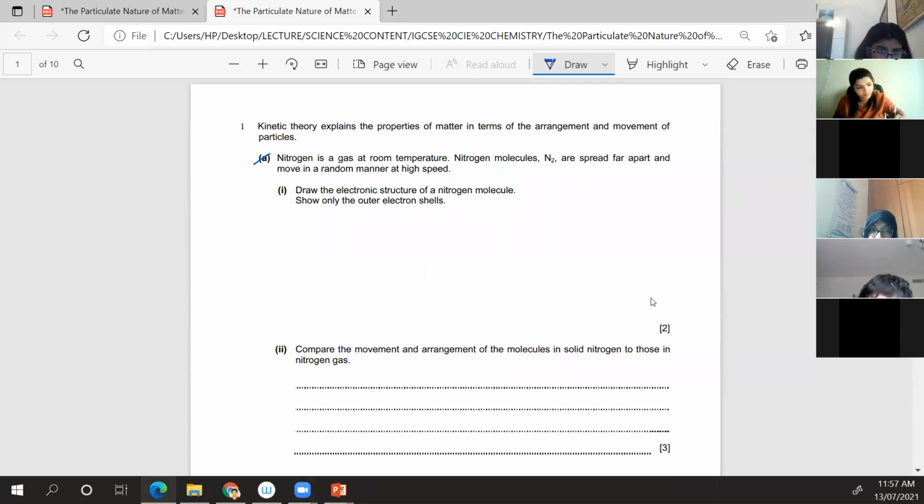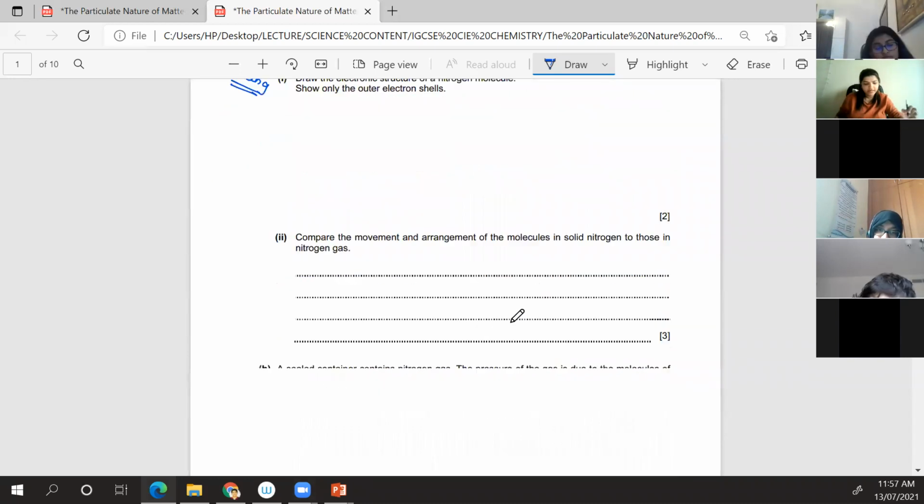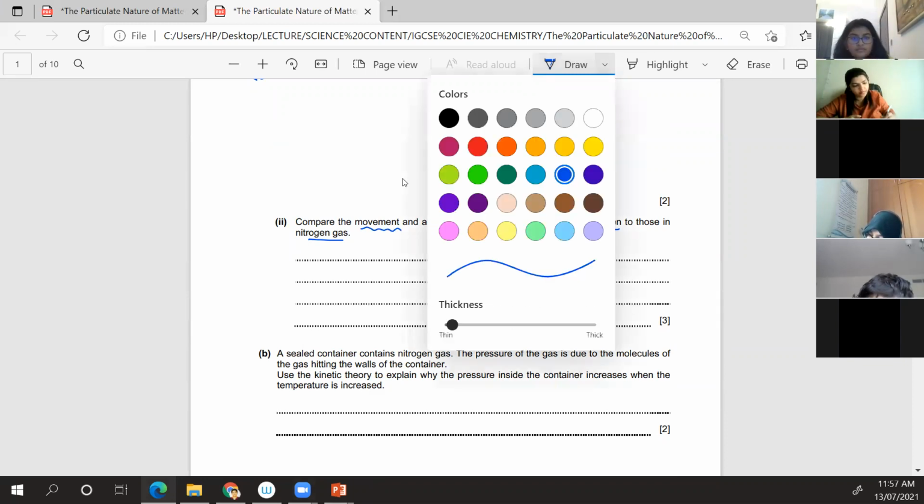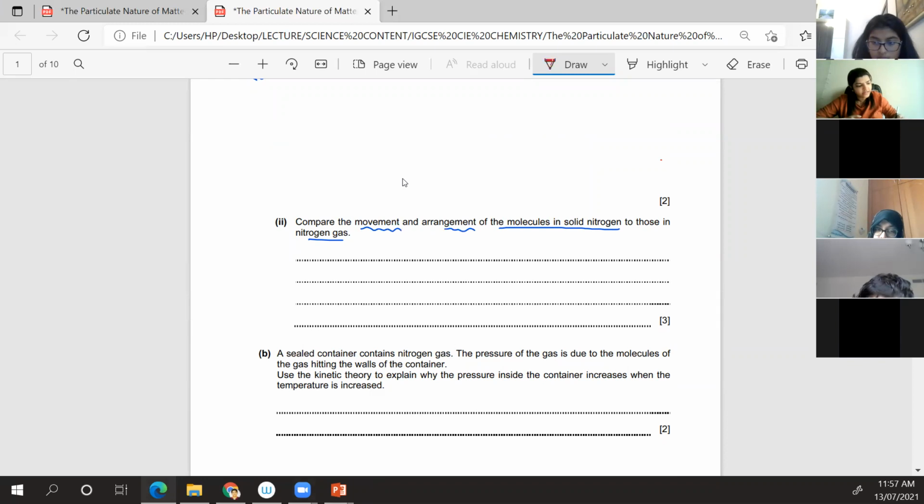So this is from bonding, which is a different chapter. Next one: compare the movement and arrangement of molecules in solid nitrogen to those in nitrogen gas. So now they are talking about movement and arrangement. So what will be the answer? In solid nitrogen, what will be the pattern, the movement?